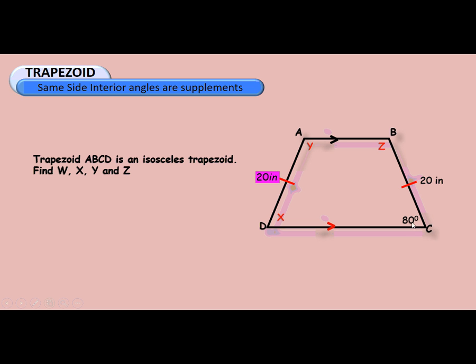Then going in and finding the angles. 80 is this bottom right angle. The matching angle over here, since it's isosceles, is going to be X. So this one is also going to be 80. And then finding Y and Z, well, since it's isosceles, they'll both be the same. And they're both going to turn out to be 100 degrees.